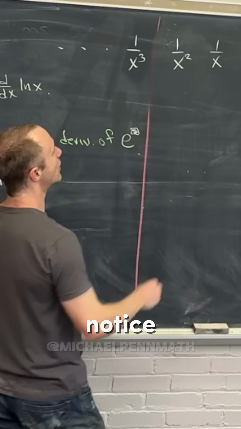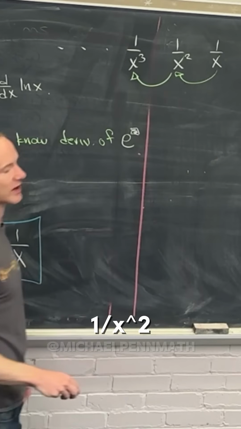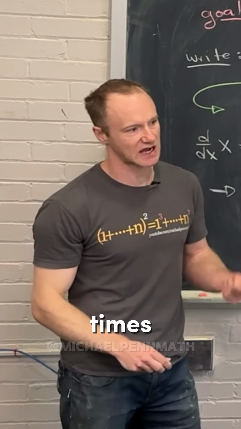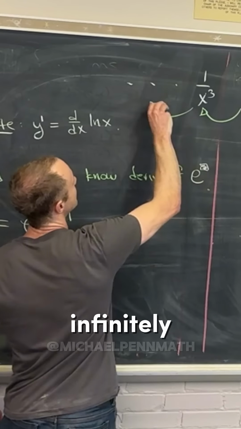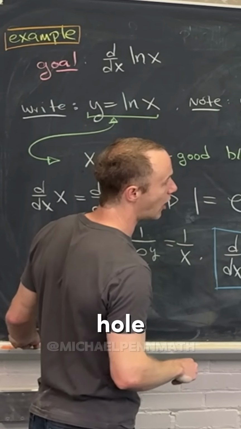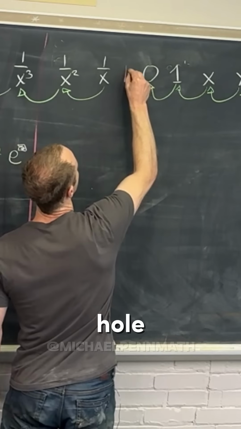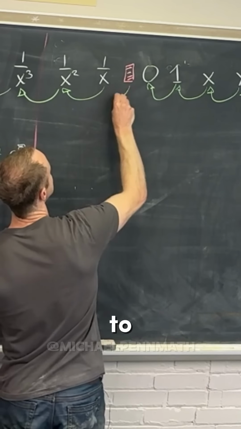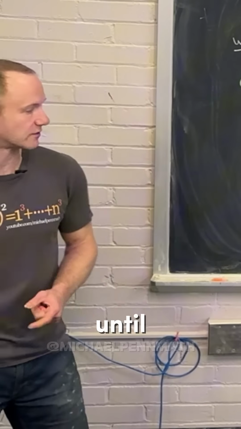But then notice that if you take the derivative of 1 over x, you get something like 1 over x squared. And then if you take the derivative of 1 over x squared, you get a number times 1 over x cubed. And then that's going to actually continue infinitely in that direction. But notice that there was in fact a hole in this picture until right now. And that hole is we needed something to take the derivative to get 1 over x, right? We didn't have that until right now, but now we do.